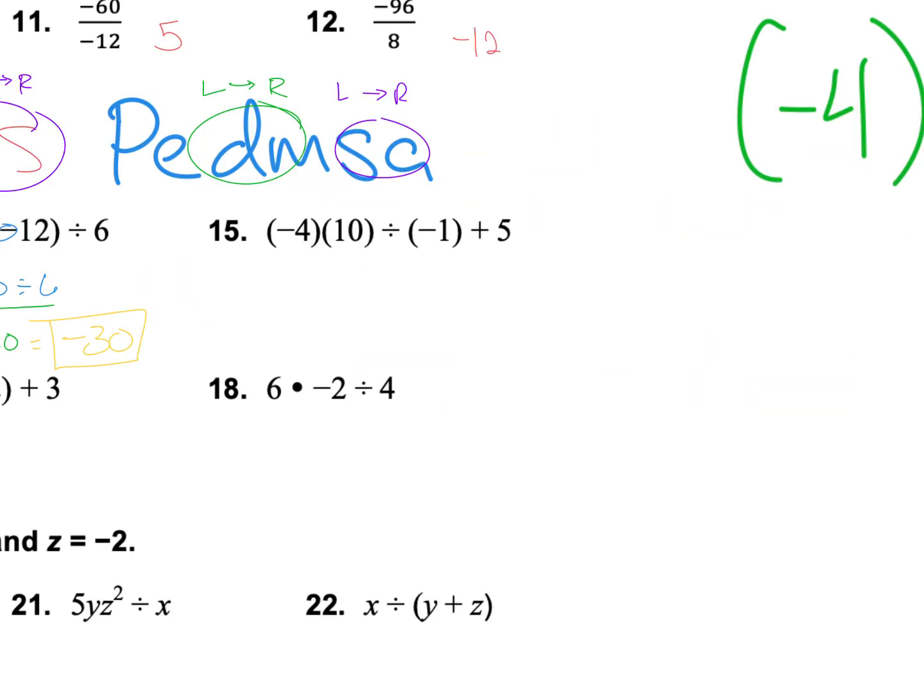Here we go with 15. Multiplying, then dividing, then adding. Well, looks like we got those two. So we have negative 40 divided by negative 1 plus 5. By the way, notice I didn't put these parentheses here. I'm in charge. You're in charge. You write the parentheses or not if you want. If you have the understanding and the organized detail capabilities, then cool, do it. Negative 40 divided by negative 1 is 40. Plus 5 is just 45.